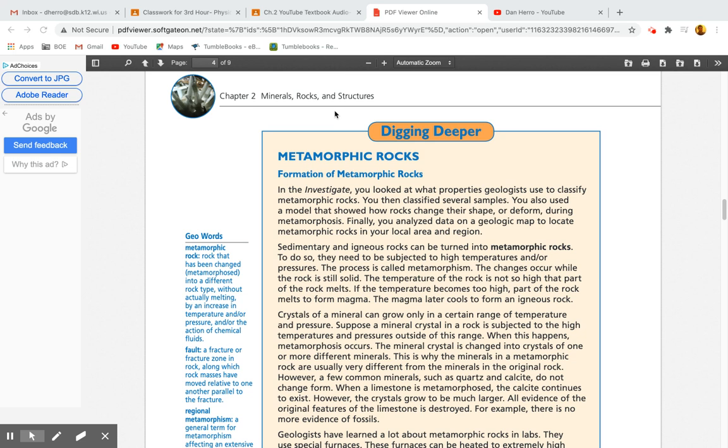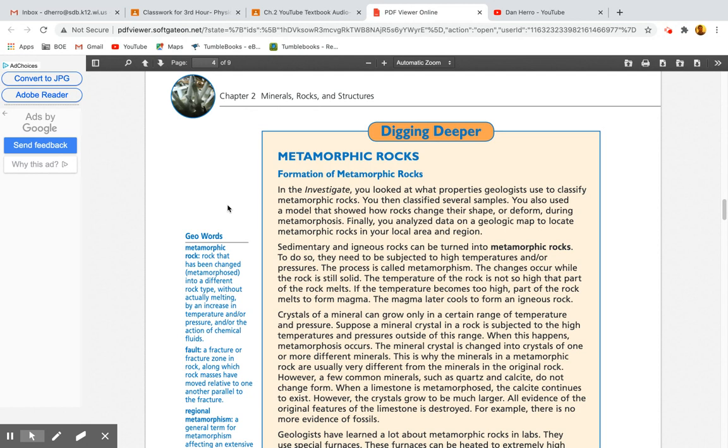Chapter 2, Section 4, Digging Deeper, Metamorphic Rocks, Formation of Metamorphic Rocks. In the Investigate, you looked at what properties geologists use to classify metamorphic rocks. You then classified several samples. You also used a model that showed how rocks change their shape or deform during metamorphosis. Finally, you analyzed data on a geologic map to locate metamorphic rocks in your local area and region.